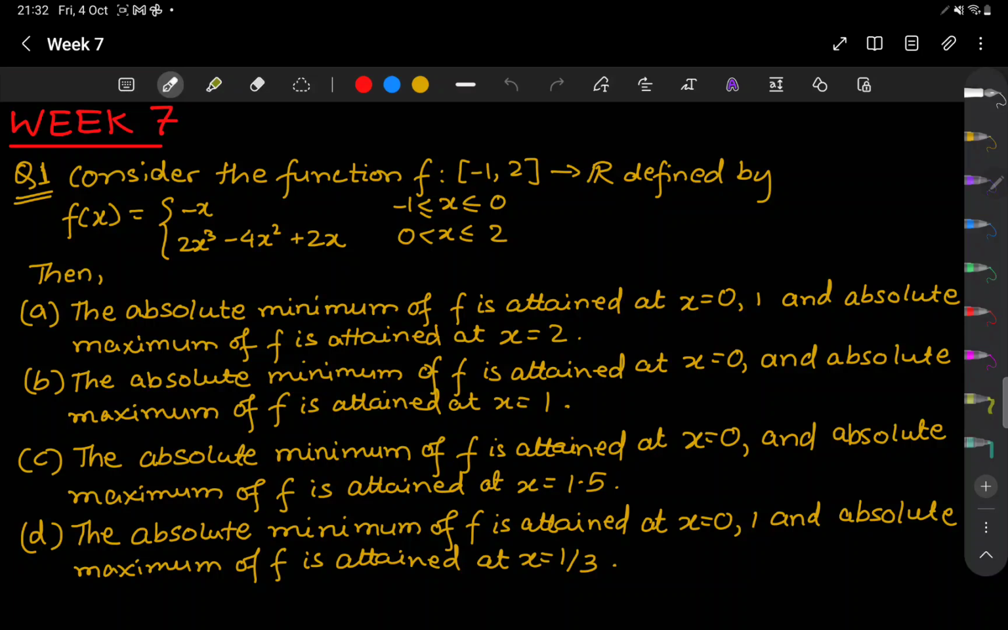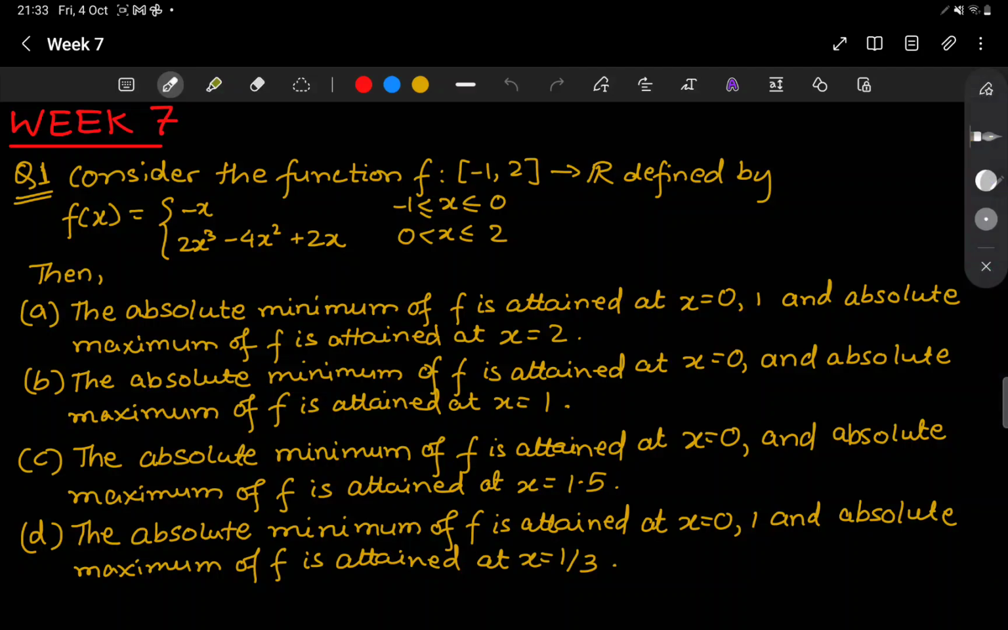The first question is a multiple choice type question. Consider the function defined on the interval -1 to 2 going to the set of real numbers, defined as follows: f(x) equals -x if x is between -1 and 0, and it is 2x cubed minus 4x squared plus 2x if it is between 0 and 2. Then we need to see which of these options is correct.